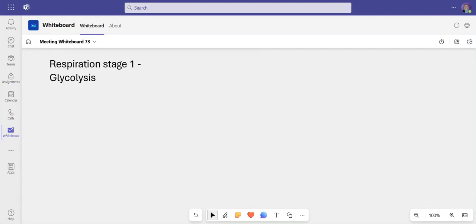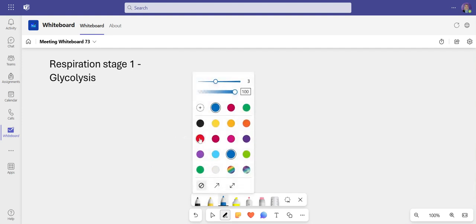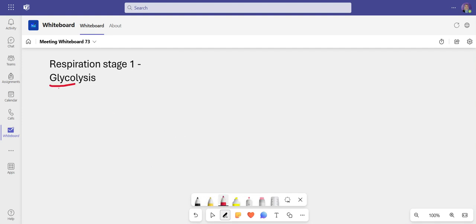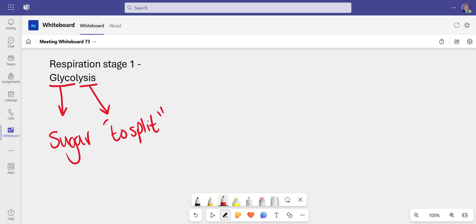Respiration is split into 4 sections, and this is the first section. Stage 1 is called glycolysis. If we break down the meaning of the word, the glyco refers to some kind of carbohydrate, so sugar. Carbohydrates are made of sugars, and lysis means to split something. So it literally means splitting sugar.